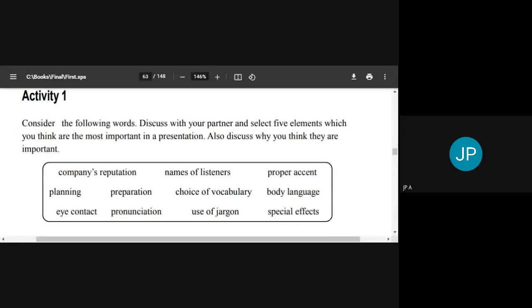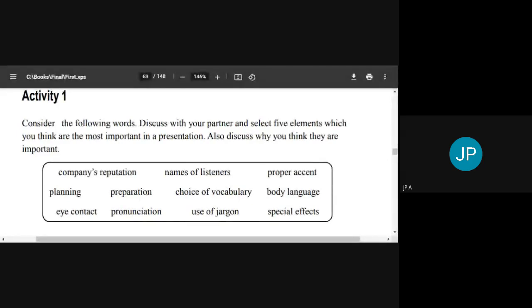We should not use such jargon when we are making a presentation because the common audience may not understand all those things. Instead of using specialized terms, we should use simple terms, simple language. Then people will be able to understand what we are talking about. So use of jargon is not important for making a good presentation.